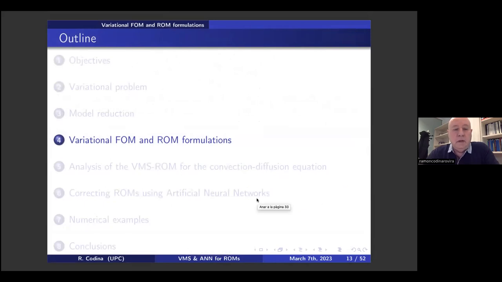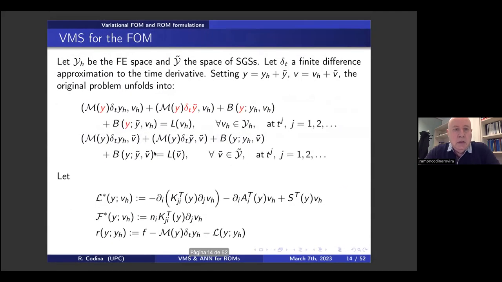Everything that I have said so far is absolutely standard. Now we can move to the variational formulation we proposed for the ROM, which can be summarized very easily. For the ROM, we propose exactly the same formulation that we use for the FOM, the full order model. Let me summarize what this formulation is. We base our approach on the so-called variational multiscale concept developed by Hughes in the first paper in 1995, so almost 30 years ago.